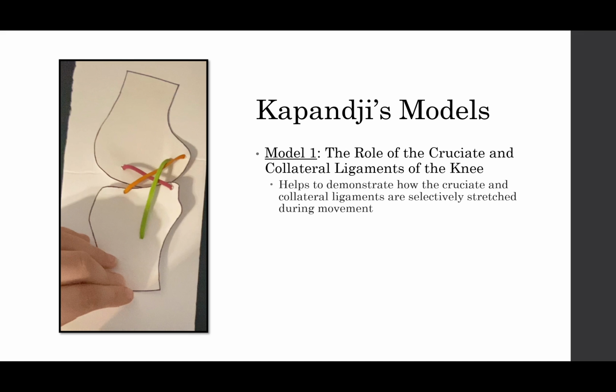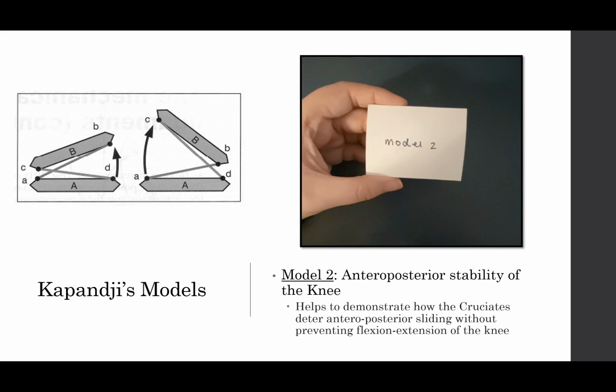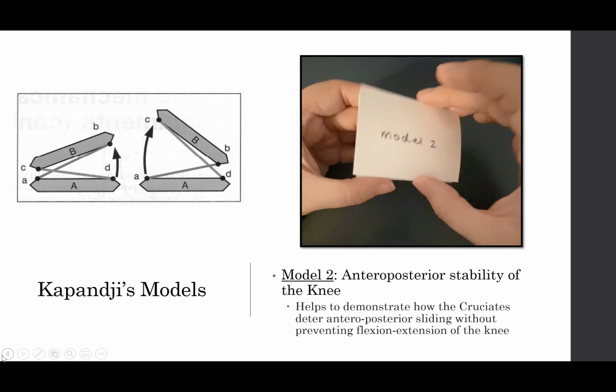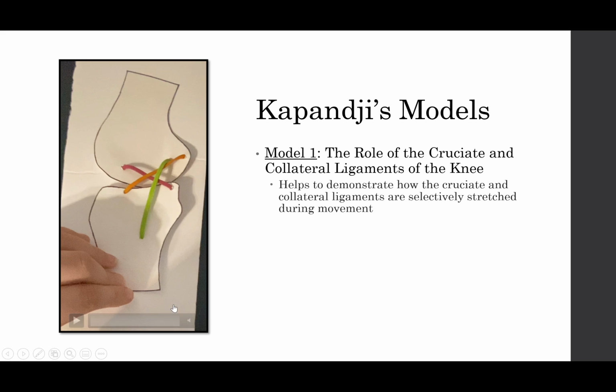The pink rubber band represents the PCL, the orange rubber band represents the ACL, and the green rubber band represents the LCL-MCL. During the movement, you can see that the PCL and ACL help to keep the articulating surfaces close together. You can also see how the PCL undergoes stretching, while the ACL undergoes a more compressive action. The LCL-MCL ligament can also be seen stretching and unstretching as the movement continues.